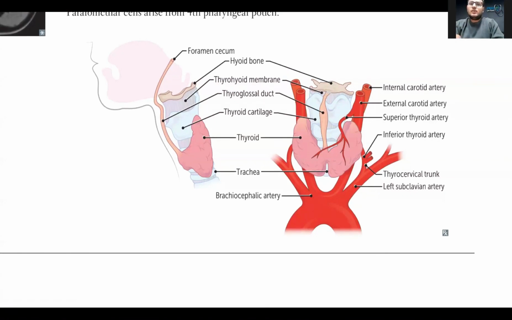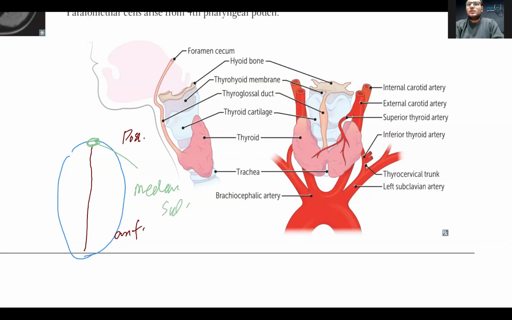If you see the tongue, let's suppose this is a tongue, and in the tongue there is a midline ridge like this. So this is, for example, the posterior side, and this is the anterior side of the tongue. On the posterior side, there is an area like this. The posterior of this median sulcus of the tongue is the adult variant of foramen cecum. So you can see this is the posterior of the tongue.